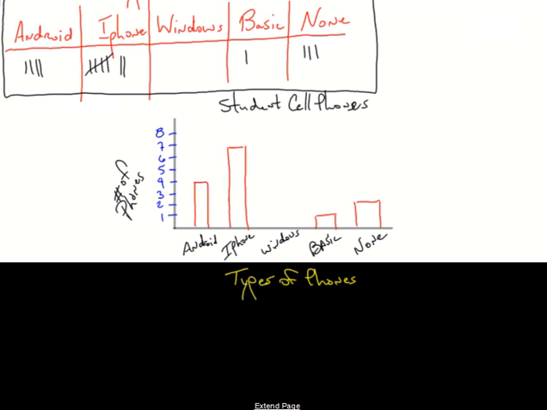And there's a bar graph of our survey. It gives us a visual representation of our data from a table.